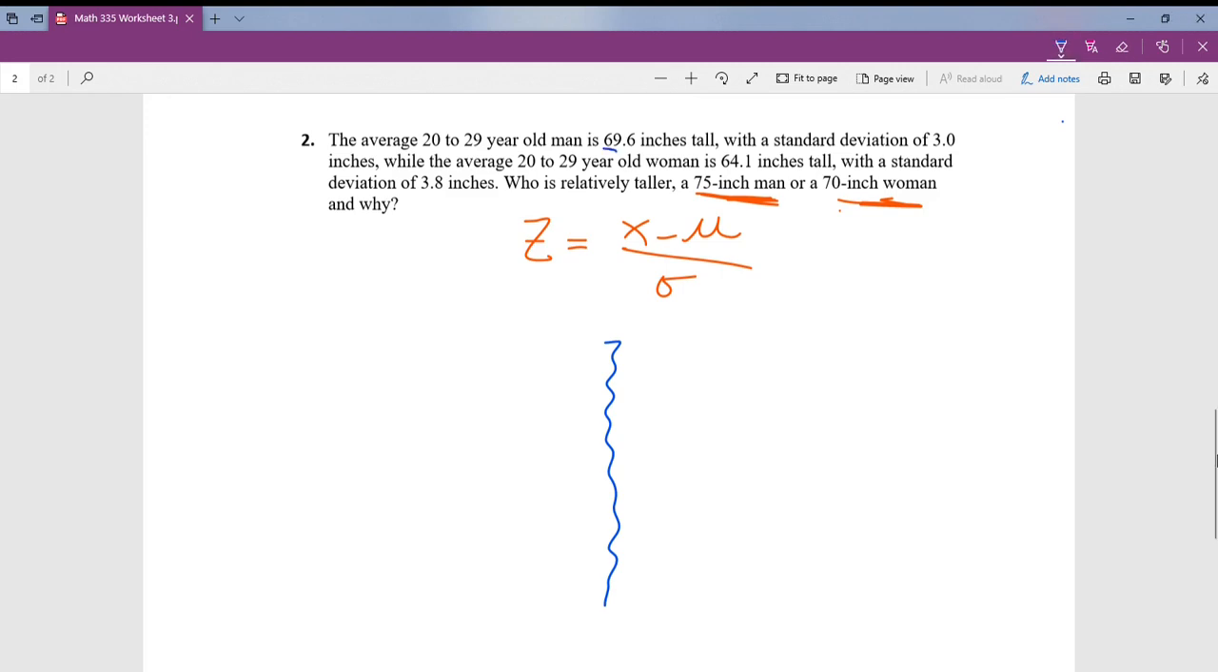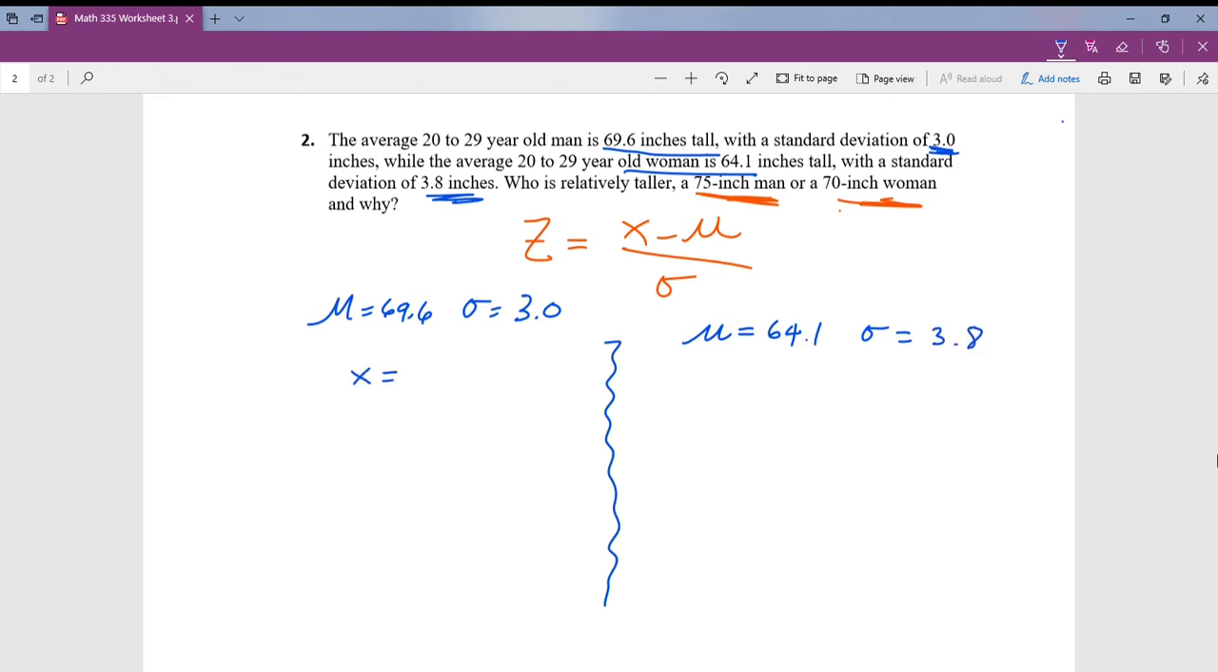For the men, we have the average height is 69.6 inches tall. So that's mu. And their standard deviation is 3.0. While a woman has an average height of 64.1 inches. So for the woman, we have the mean is 64.1. And their standard deviation is 3.8 inches.